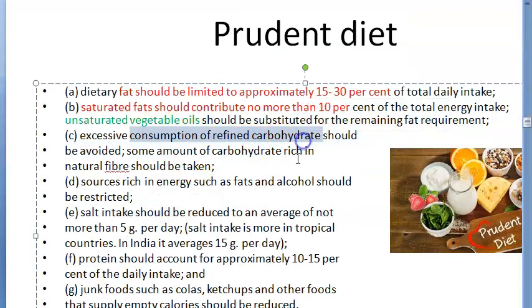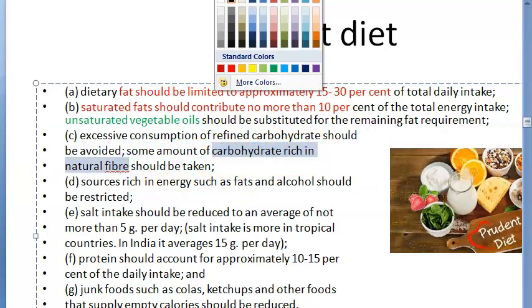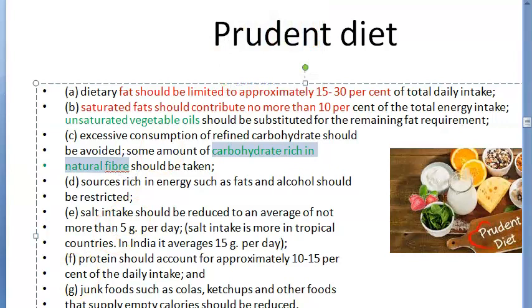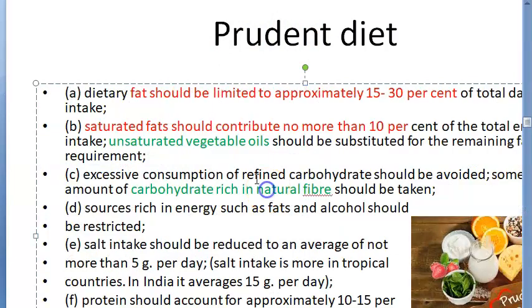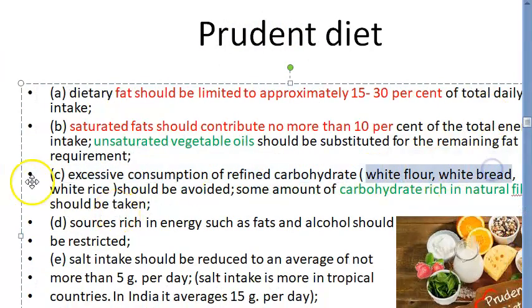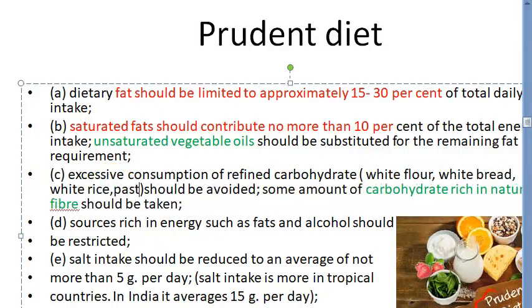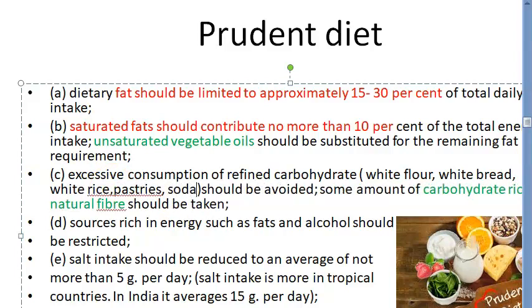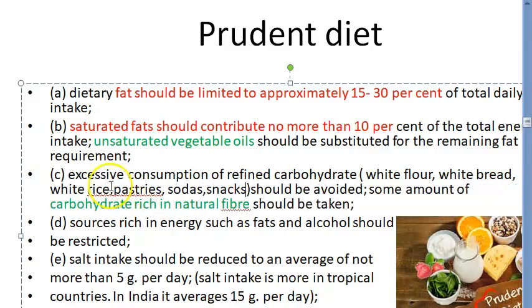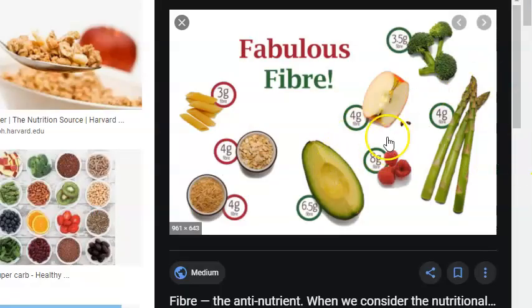Excessive consumption of refined carbohydrate should be avoided. Some carbohydrate rich in fiber should be taken. So take carbohydrate which is rich in natural fiber. Refined carbohydrates, don't take. What is refined carbohydrate? Whatever is white, right? White flour, white bread, white rice, sodas, snacks, pastries, all these will be refined carbohydrate. What is natural carbohydrate? Rich in natural fiber. Maybe it's all these fruits, vegetables, etc.